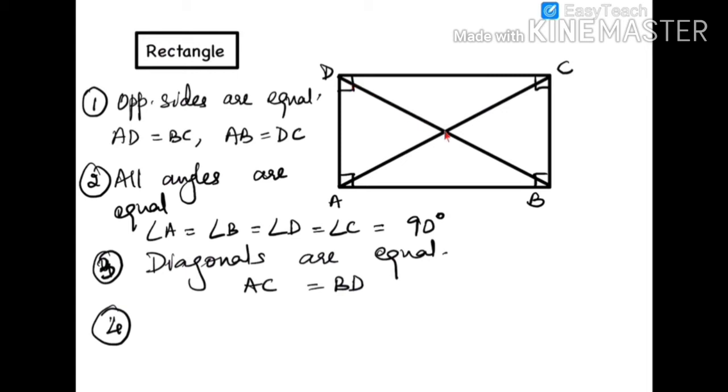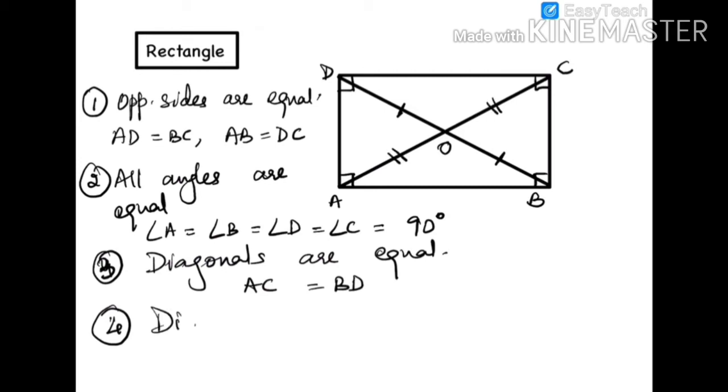Can we say that these diagonals are cutting each other at 90 degrees? We can clearly see from this figure that angle DOC is an obtuse angle. This means that the diagonals do not cut each other at right angle. But they are definitely bisecting each other. So we can say that DO is equal to OB and AO is equal to OC.